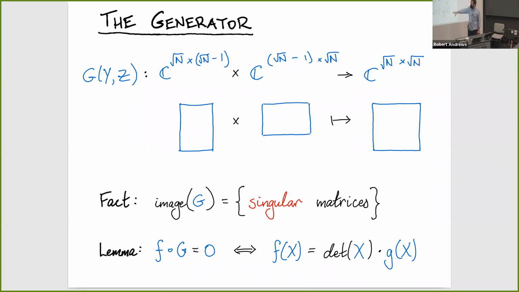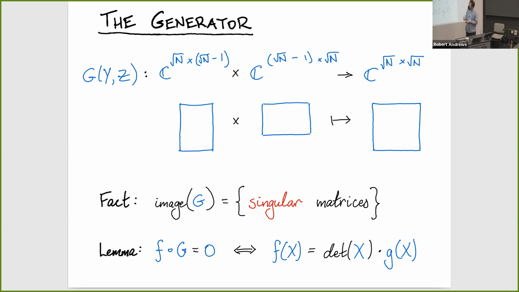So why do we care about these polynomials that break the generator? What we're going to do is we want to say that these polynomials are really hard to compute. So if I have a small circuit that vanishes on the generator, well, it can't do anything interesting. So it must be the zero polynomial, right? That's what we want to say.